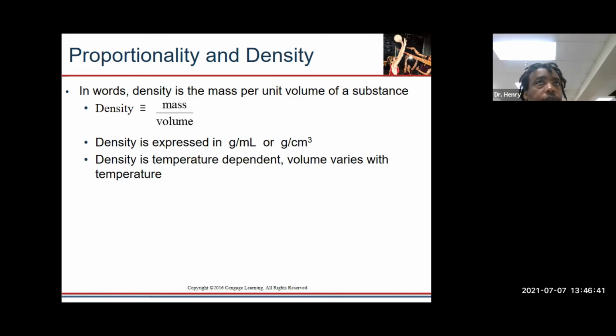So density is actually dependent on temperature. The density of water is going to be different than the density of air. Is that correct?